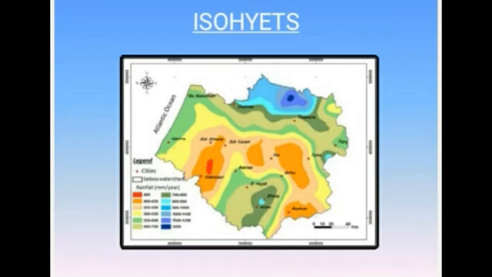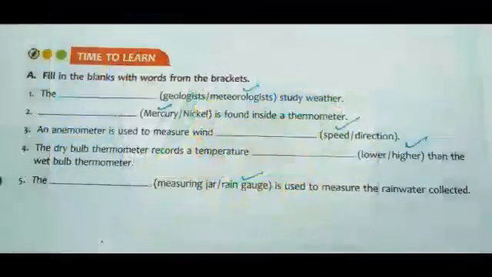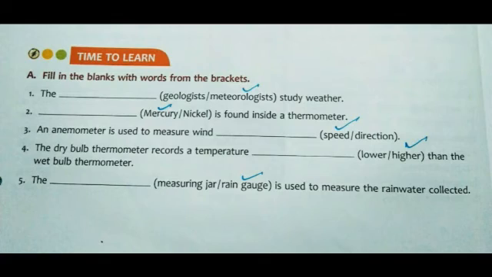Okay children, so write your classwork neatly. All the question answers are given, so write it neatly with legible handwriting. So now we'll discuss only simple exercises from your text, and then we'll end up the session. So here you're having fill in the blanks in page number 36. Okay, so first one, the dash study weather. Who will study weather? The meteorologist.